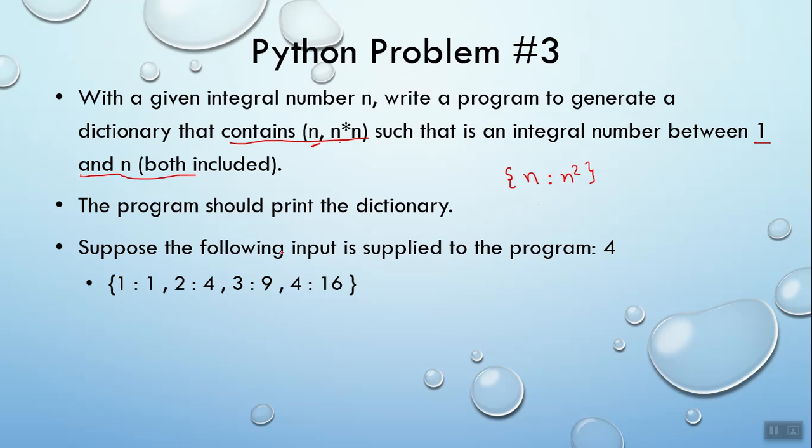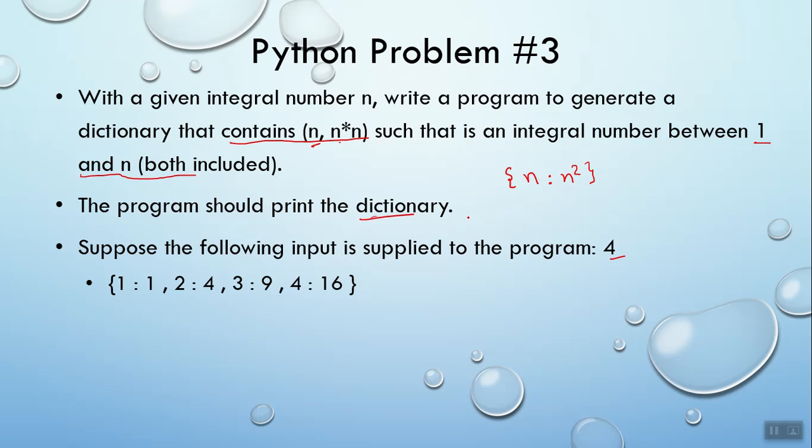And then we have to print the dictionary as output. There is a hint given. Suppose the following input is supplied to the program, 4. And then we get 1 to 1, 2 to 4, 3 to 9, 4 to 16. That's how we have to print this. This is a pretty simple problem, and nothing here is especially important.